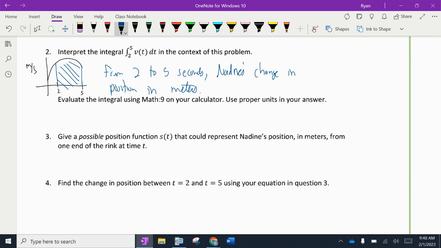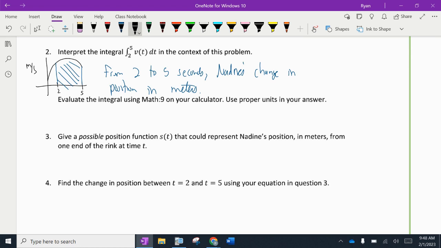What's the difference between distance traveled and displacement? If I am starting right here and take 2 steps to the right and 1 step back, that would be a distance traveled of 3 steps. But my displacement is only 1 step because I'm 1 step different from where I started. This is a displacement that we're talking about here. It's the change in position in meters.